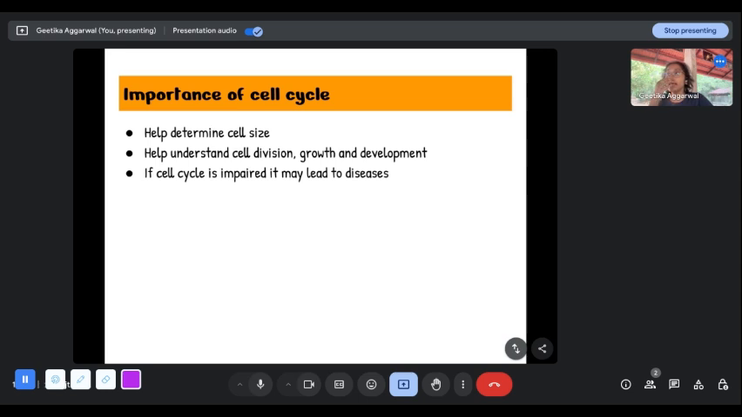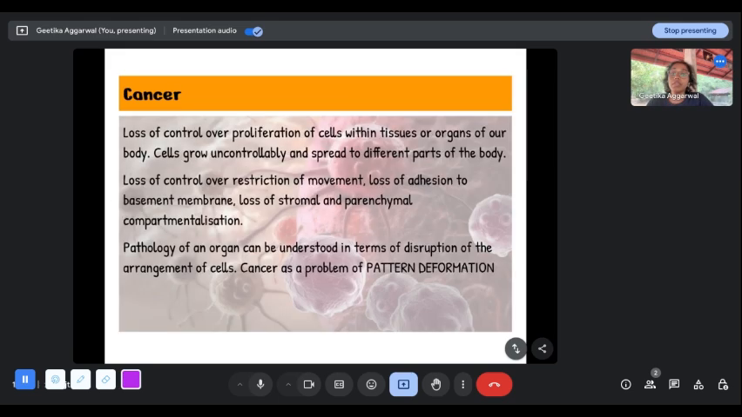For example, if the cell cycle is not happening properly, if the checkpoints are not crossed properly, it might lead to cancer, where the cell just keeps dividing uncontrollably. So, yes, this brings us to cancer. This was the last topic that was discussed during this week. So, what happens in cancer, as you might already be aware?